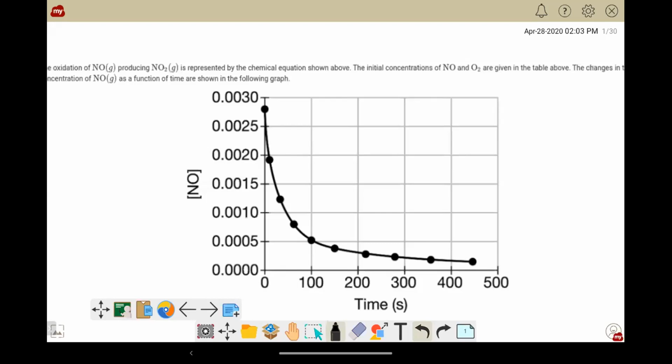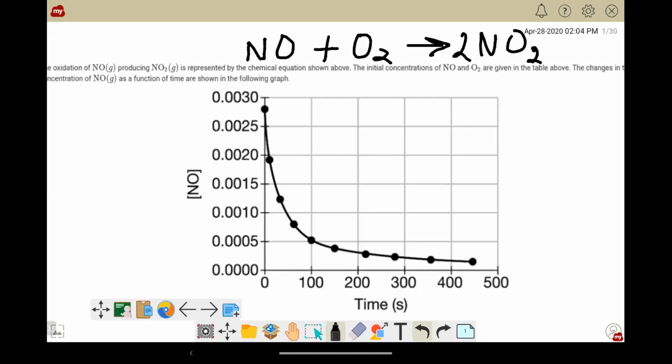Now there is a balanced equation that goes along with this that I wasn't quite able to pull over. So here's a balanced chemical equation, and one thing that you want to be sure you are aware of is that when we measure rates of reaction, we have to measure it in terms of some chemical species that's involved in that reaction.